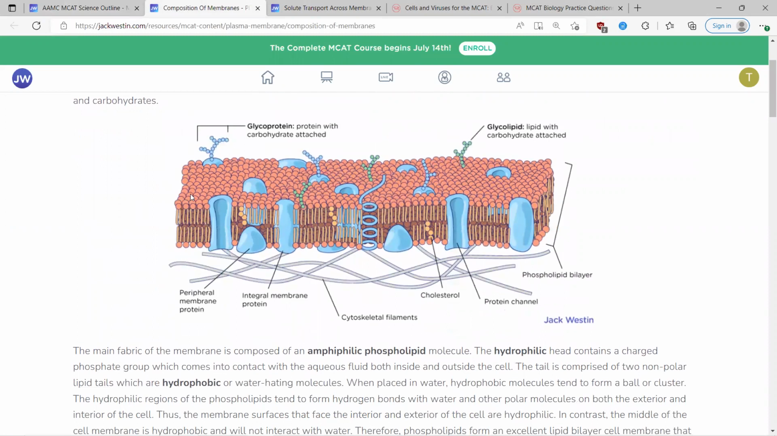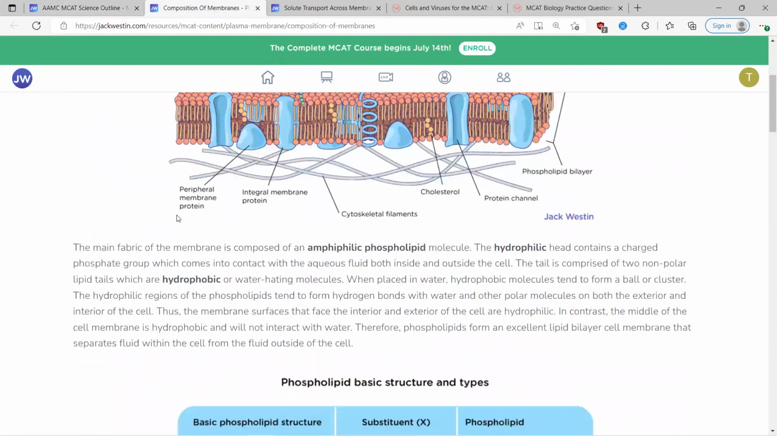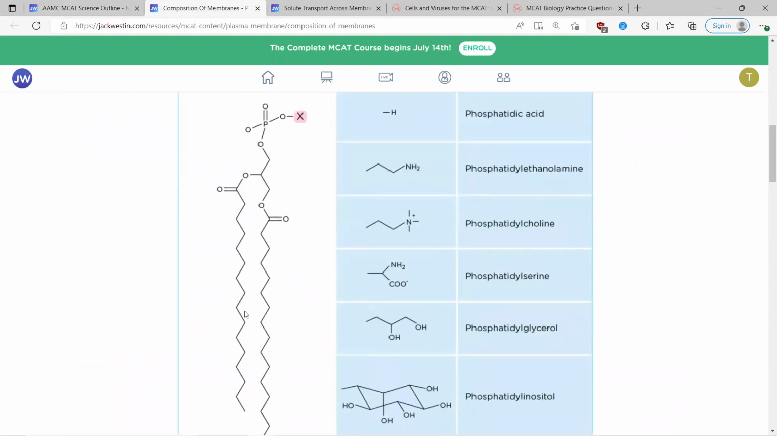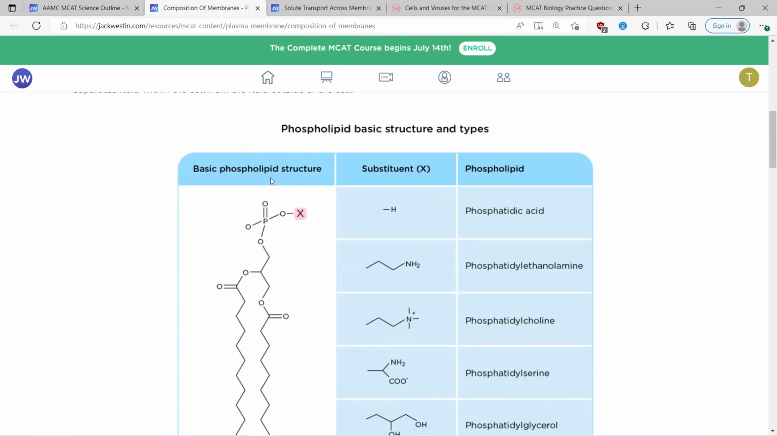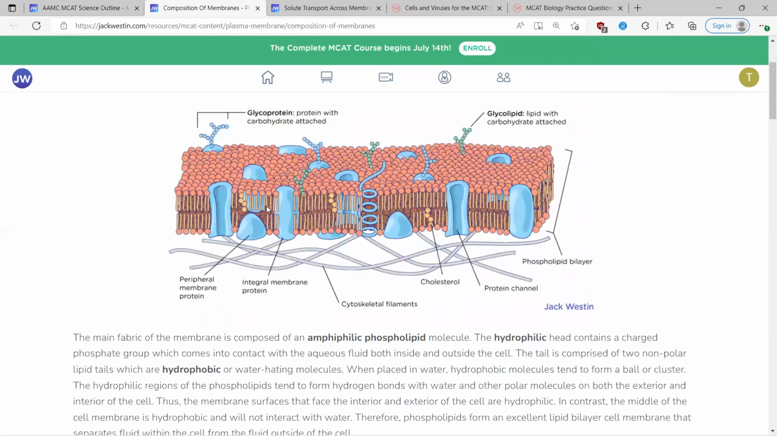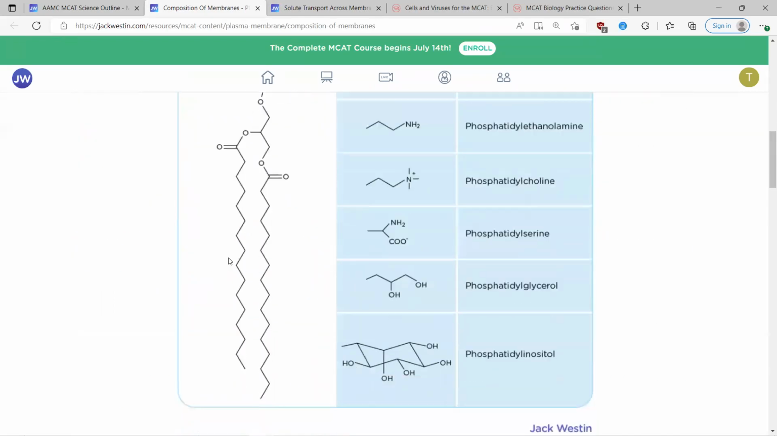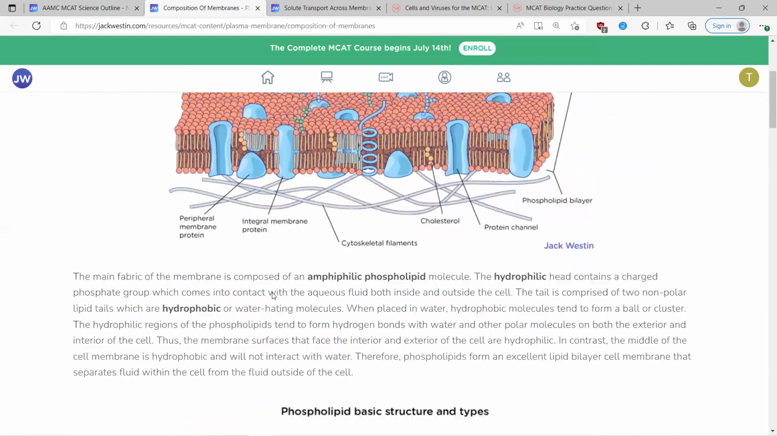So we talked about these phospholipids, right? And their structure, where they have two long fatty acids and then a negatively charged phosphate head group. We talked about how the top part is hydrophilic, and it interacts with the water. The bottom parts are hydrophobic and they interact with themselves.